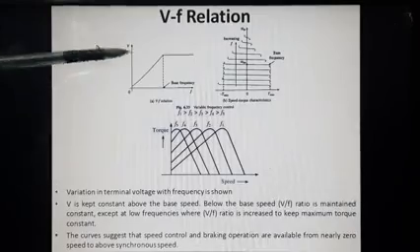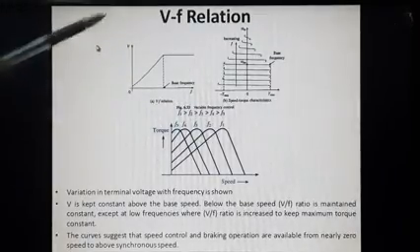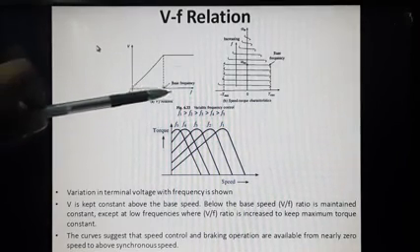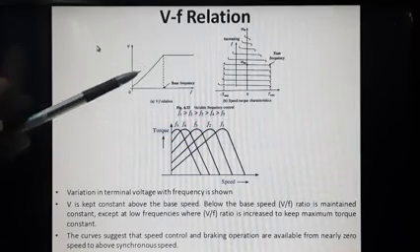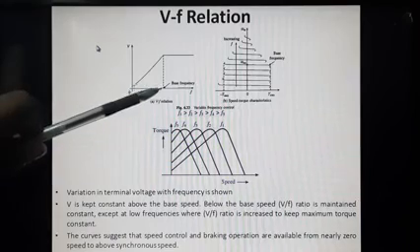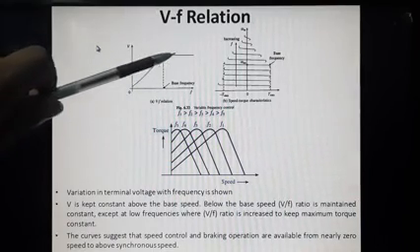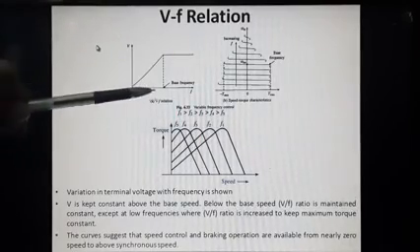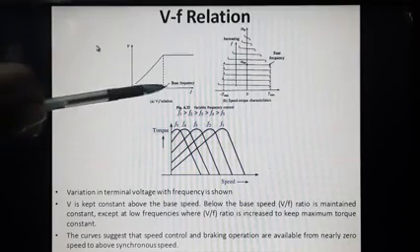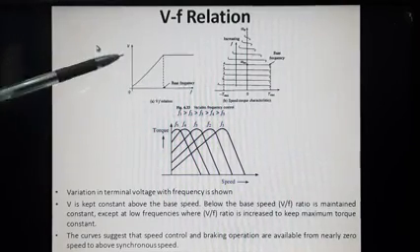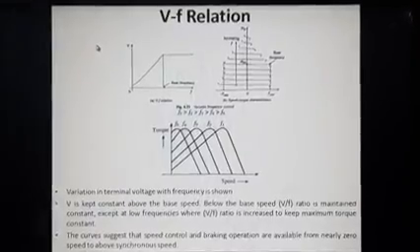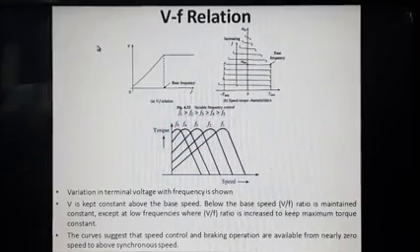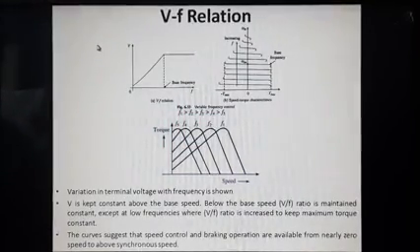That can be clearly seen from this V-F relation graph. Frequency we are increasing from 0 to the base frequency. Voltage is also increasing in order to maintain V by F ratio constant one. After the base frequency, V is remaining constant because we can't increase it further. So if you are trying to increase the speed after the base frequency or after the rated speed, what happens is the value of V will be retaining a constant rated value.